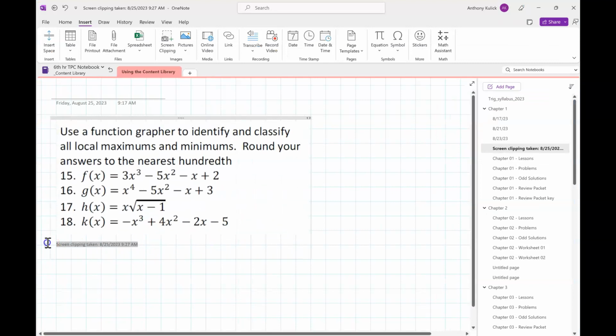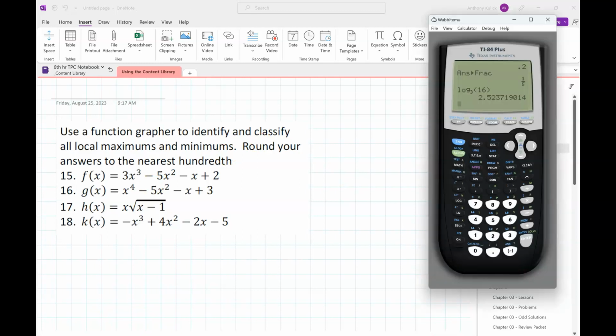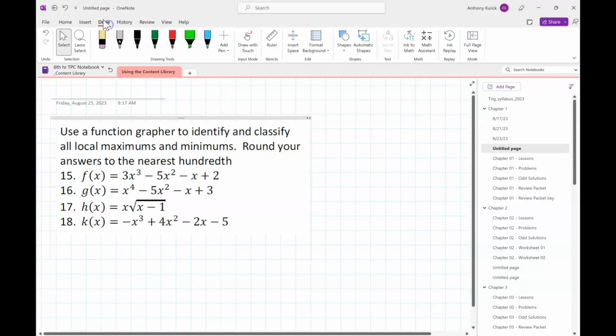All right. So it says use a function grapher, AKA my graphing calculator, to identify and classify all local maximums and minimums. Round your answer to the nearest hundredth. So we're looking at number 16.